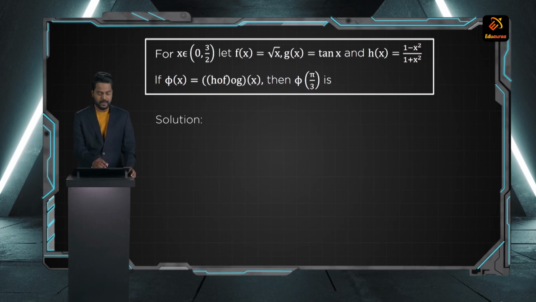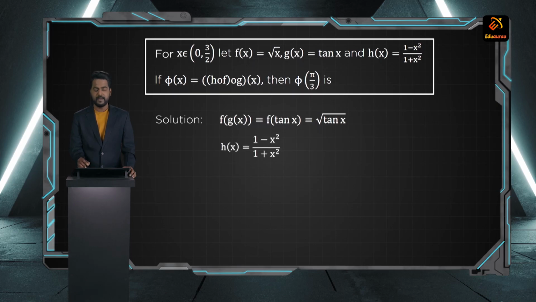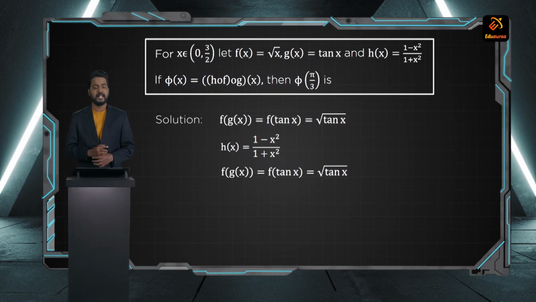So now f of x is equal to root x. Similarly, g of x is equal to tan of x. Similarly, h of x is equal to 1 minus x square upon 1 plus x square. Now we know phi of x is h of f of g of x. So first of all, we will find f of g of x. So f of g of x will be equal to root of tan x.